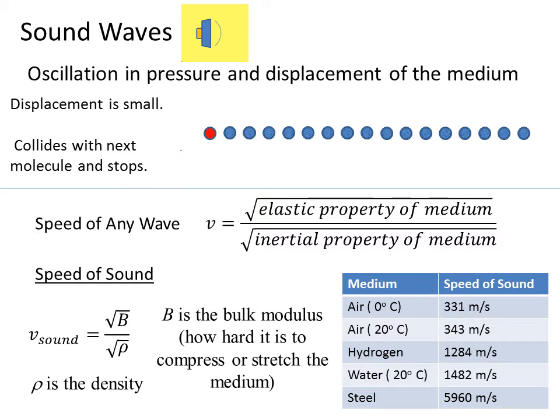Water is even more dense than any of the gases. However, it is also very hard to compress or stretch water. So its speed of sound is 1,482 meters per second, because its bulk modulus is very large, even though its density is also larger than air or hydrogen. Steel is even harder to compress, so its speed of sound ends up being 5,960 meters per second, even though it is also very dense.